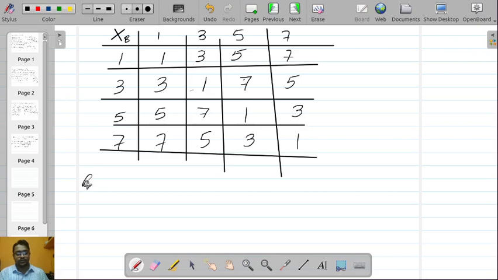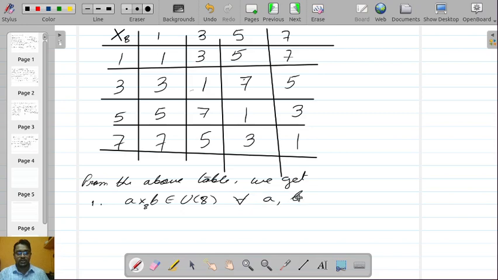Okay, so from the above table we get, let us list it one by one. Number 1, A into B, this product is in U8 for all A, B inside U8. Okay, this is the closure property. Closure property is satisfied, right?